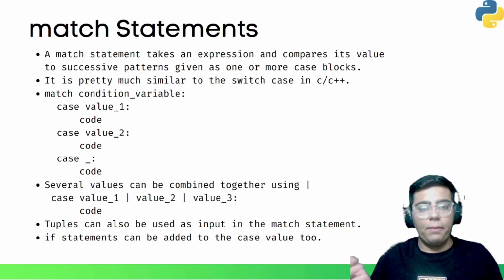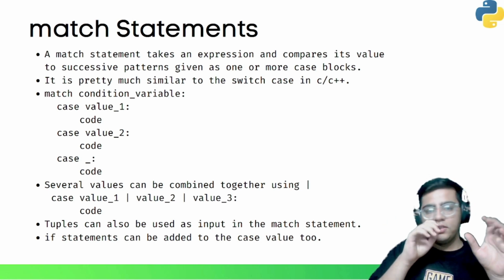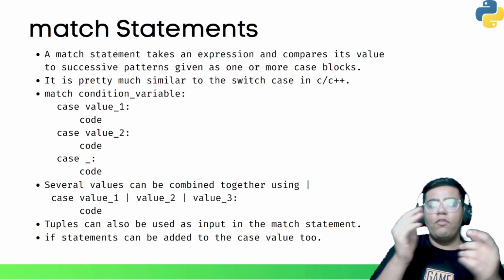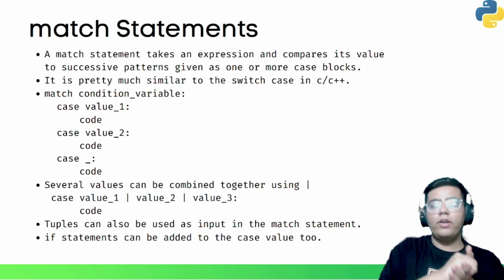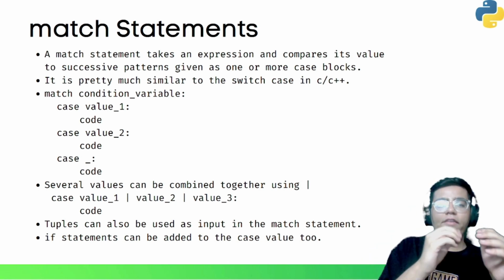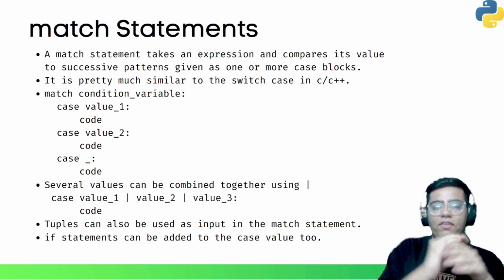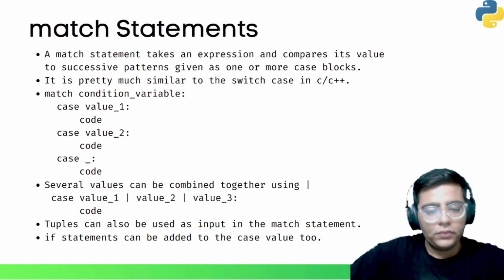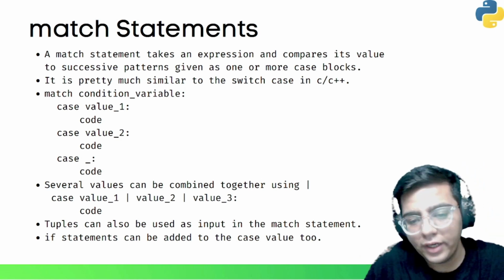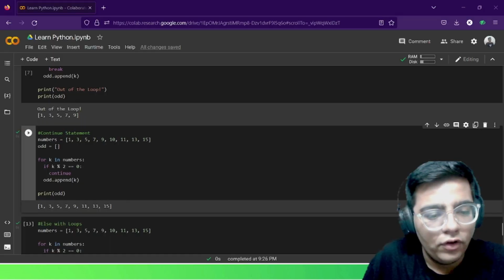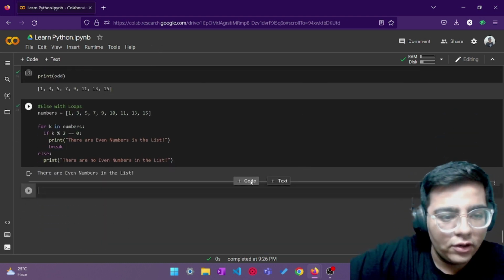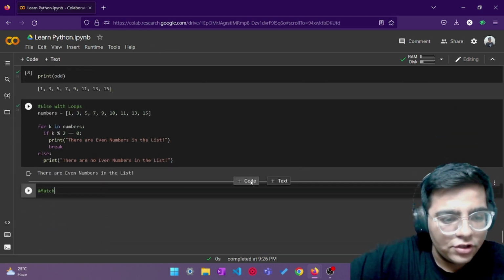What match does is that you assign a variable, which will be your condition variable, and whatever value it obtains, according to that you define some cases, and whichever case is fulfilled by that value, that code is executed. Let's make a calculator. For this, let's write a code and let's write a match statement.